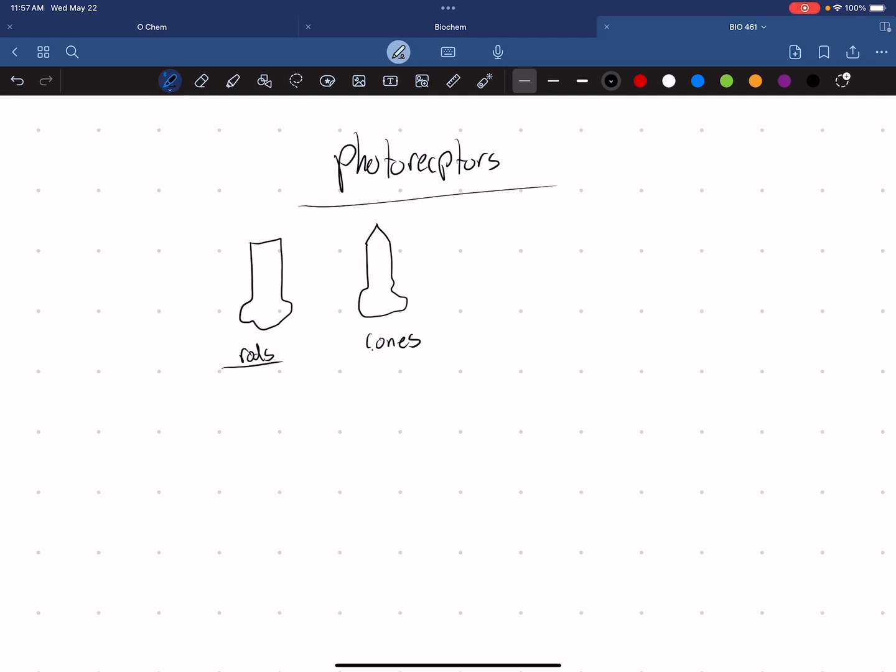So with rods, we have about 120 million of them in our eyes, where cones we have about 6 million. Rods help us to see black and white and help us to see at night, where cones help us to see all the different colors, and they help also with the sharp vision, being able to see clearly in high definition.